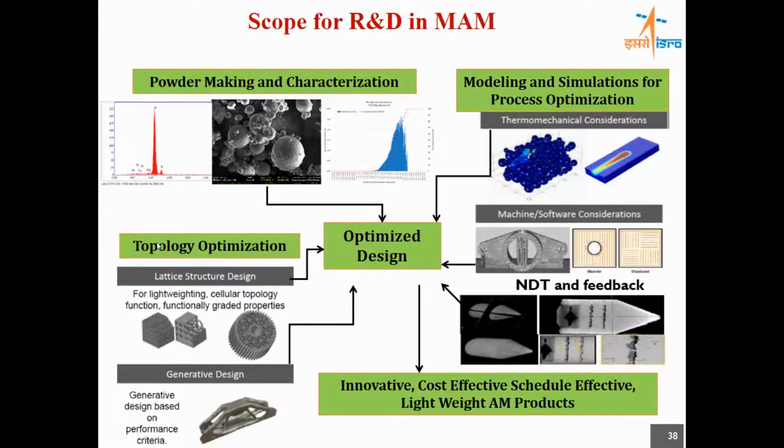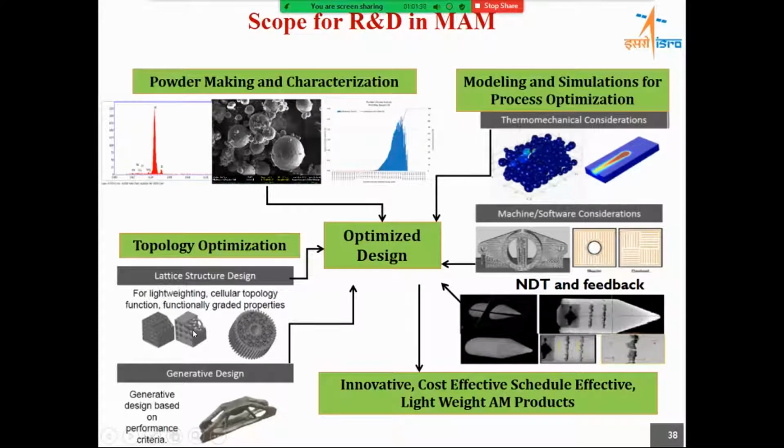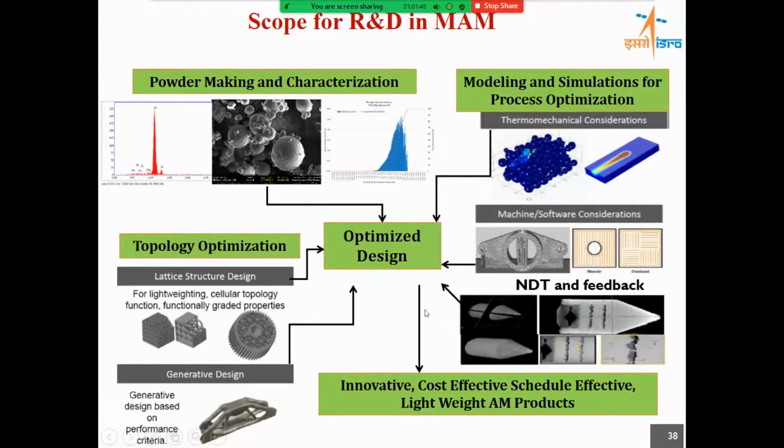And of course, one particular area which is gaining popularity is topology optimization. By going for either generative design or lattice structures, we can reduce the weight of the components while maintaining the stiffness and the strength. So by doing all these things, we can achieve optimized design so that we can develop innovative, cost effective, schedule effective and lightweight additive manufactured components. So there is tremendous scope in all these areas in metal additive manufacturing.